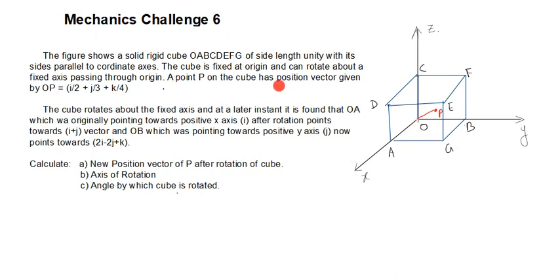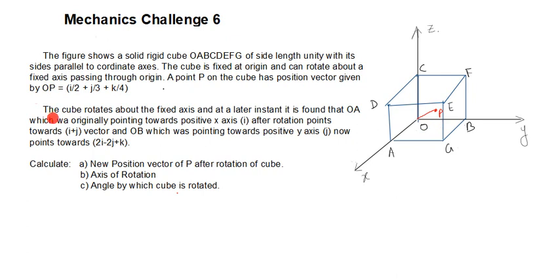A point P on the cube has a position vector given by OP, which is i/2 plus j/3 plus k/4. As you can see here, there is a point P, a physical point fixed on the cube, and its coordinates are 1/2, 1/3 and 1/4. So 1/2 is its x coordinate, 1/3 is its y coordinate, and 1/4 is its z coordinate. Now this point is fixed on the cube. So if the cube is rotating or moving, this point will move along with the cube. So it is fixed from the frame of reference of the cube.